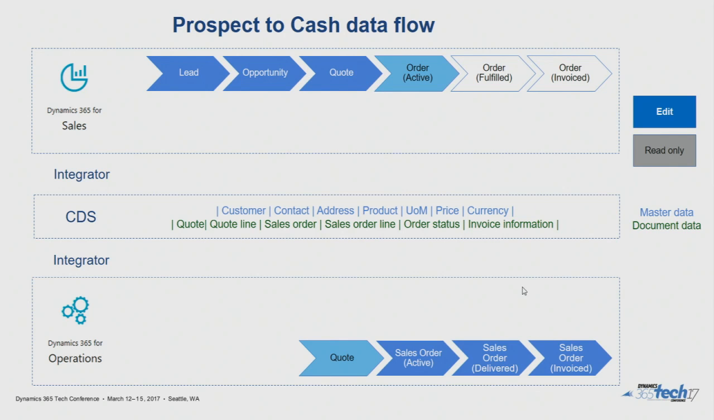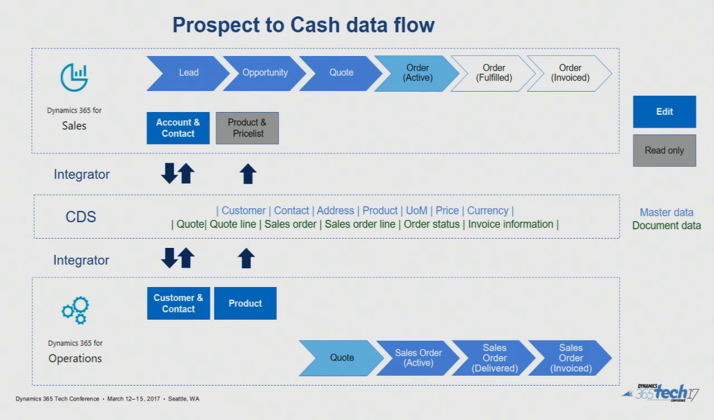So what kind of data do we need? First of all, of course, we need the account and contact. That will be both ways, as you saw before, so that will synchronize using customer and contact. We will also have the product, and that will sync to CRM into a product and a price list. We will have the quote flowing both ways.